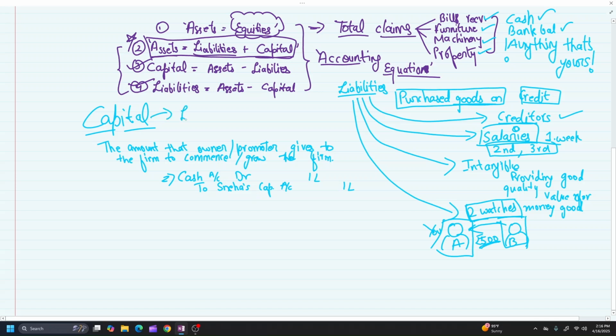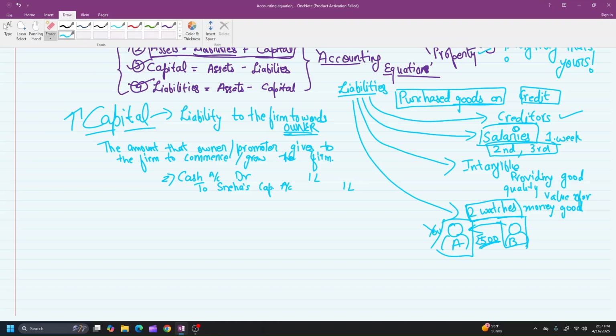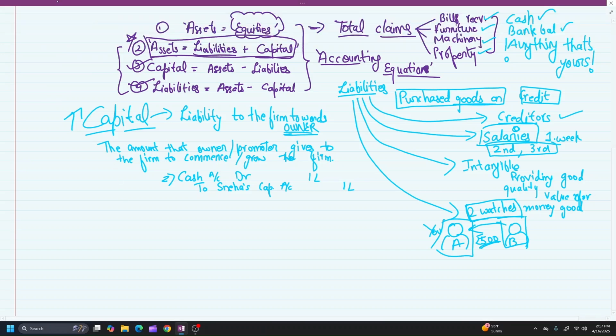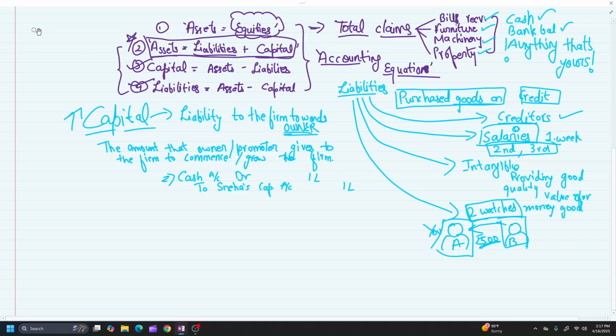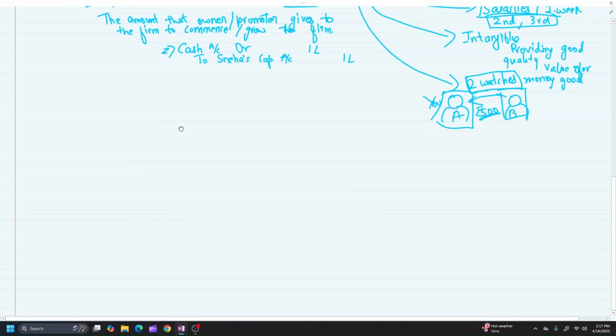Capital is actually a liability only to the firm if you look at it that way. Liability of the firm towards the owner. That is capital. Okay, I hope this much is clear to you. And this capital can keep on increasing. We'll talk about it more so you will be able to understand.